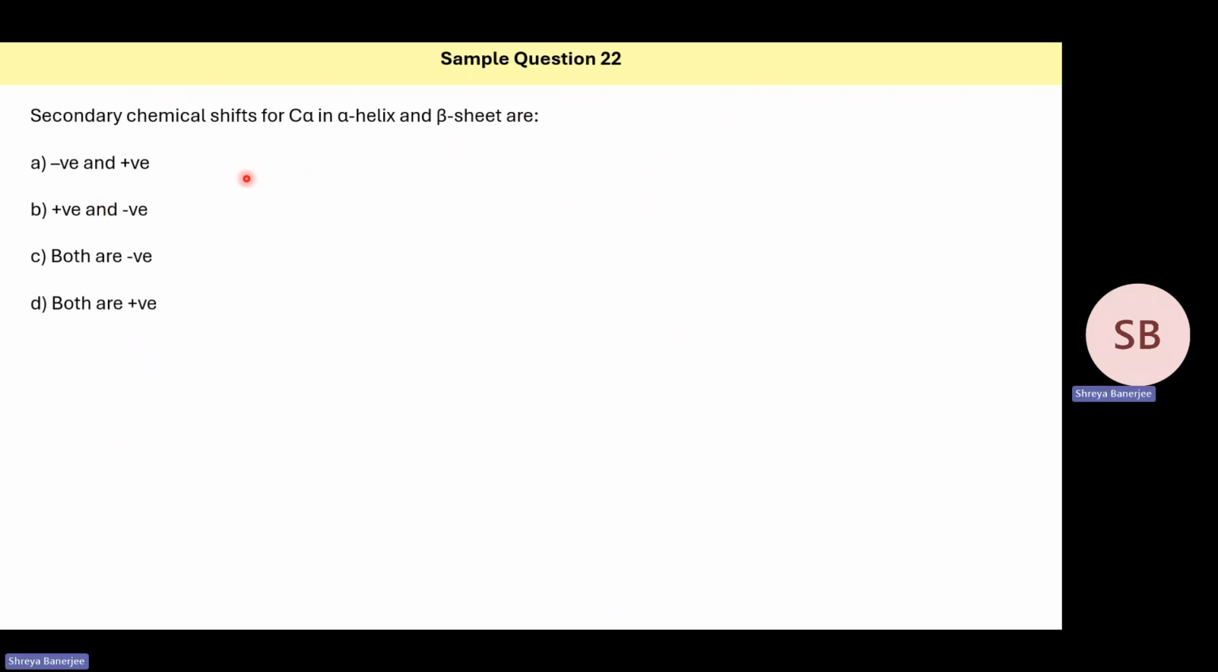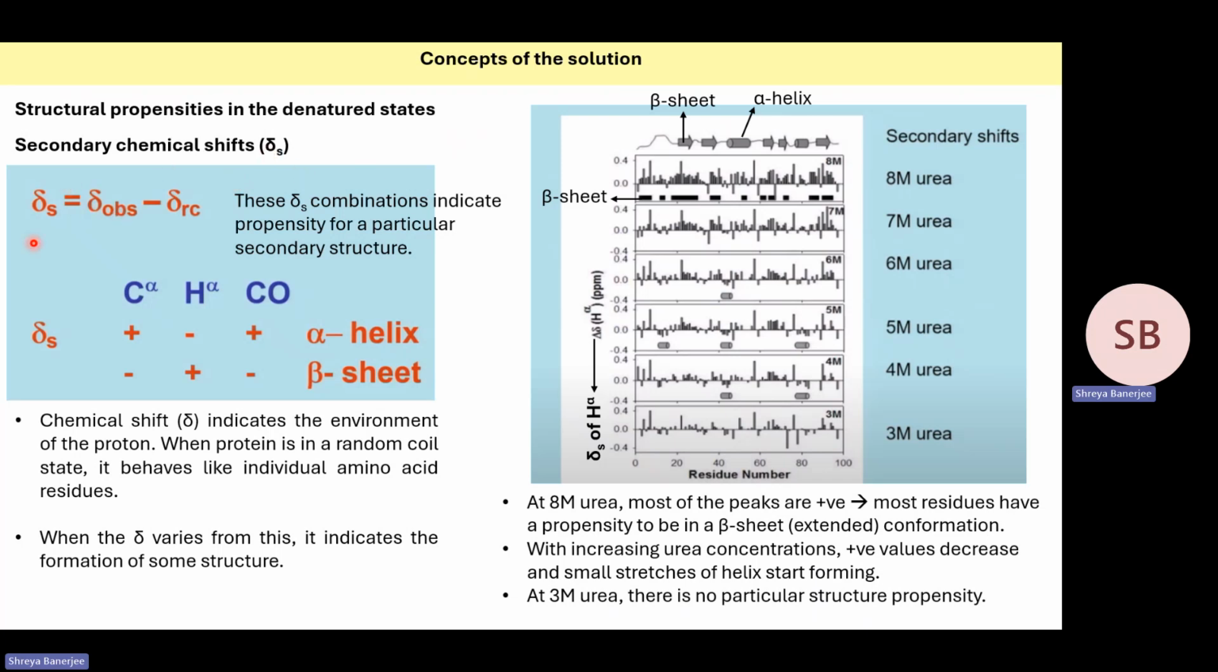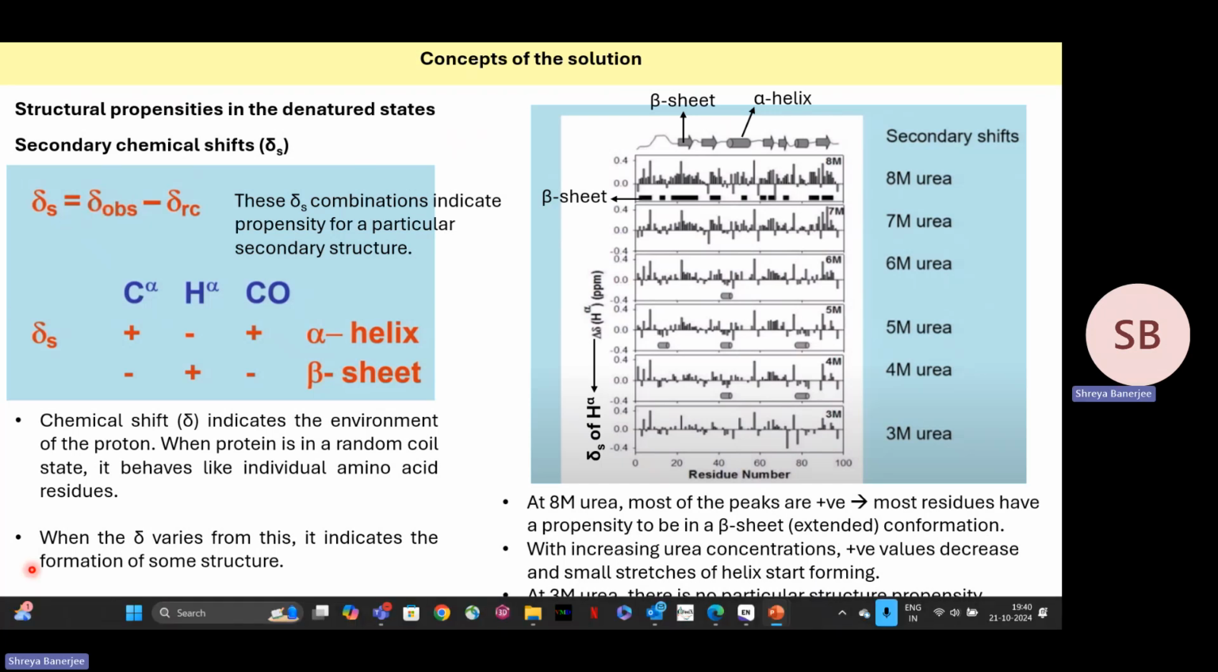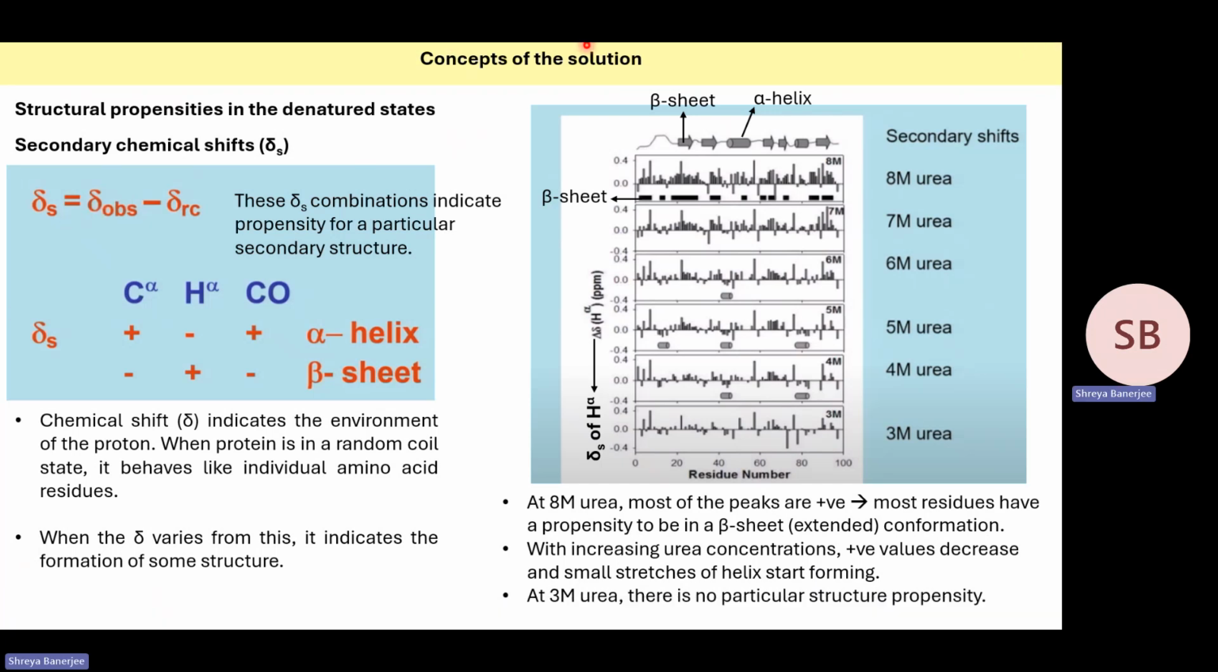Next, you have a question saying secondary chemical shifts for C alpha in alpha helix and beta sheet are what? So secondary chemical shift delta S is basically the chemical shift that is observed minus the chemical shift of a random coil peptide. In alpha helix, this secondary chemical shift for C alpha is positive, H alpha is negative, and CO is positive.